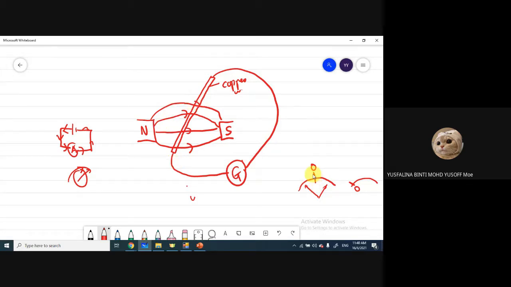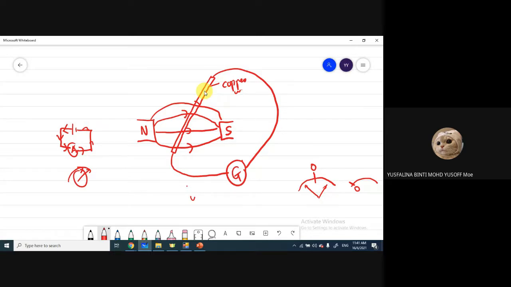So that's why in the galvanometer, the scale's zero starting point is at the middle. So we know that if it deflects to the right, the current flows to the right. If it deflects to the left, the current flows to the left. This is why we use the galvanometer.